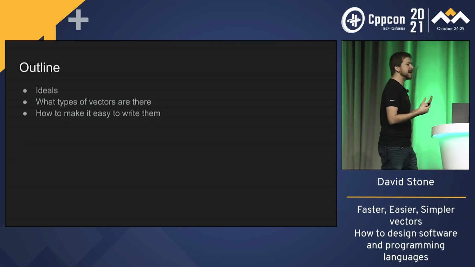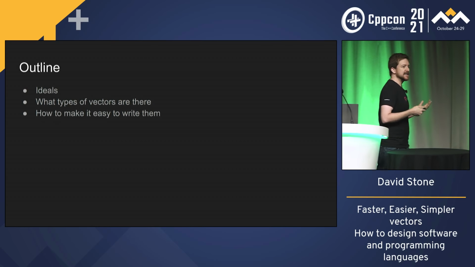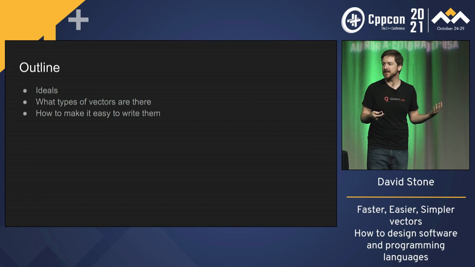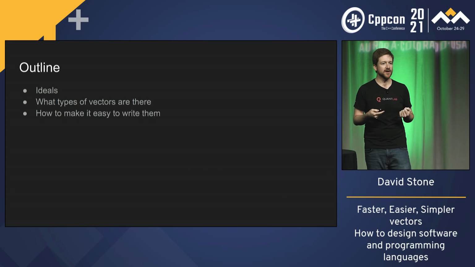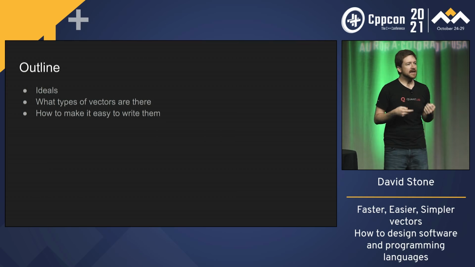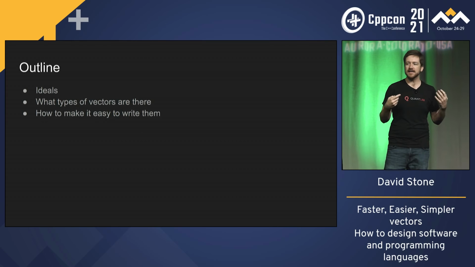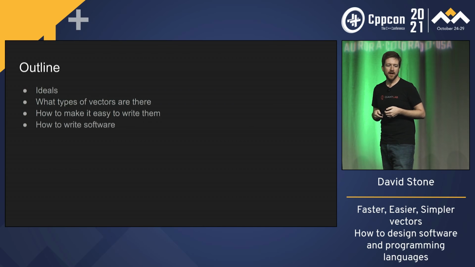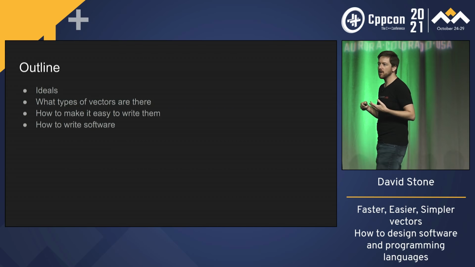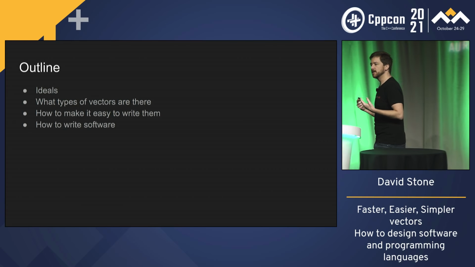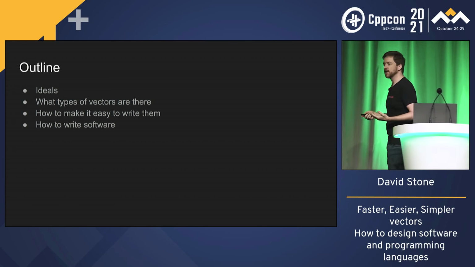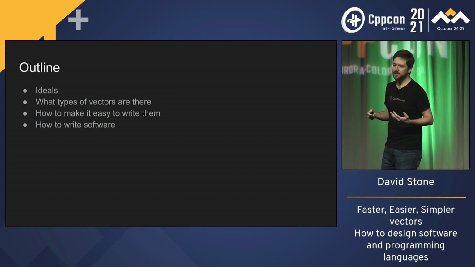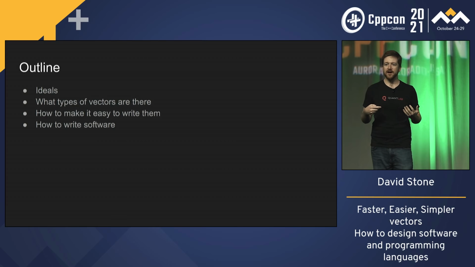And then we want to look at how to make it easy to write them. Because it doesn't help us if there's a whole bunch of different types of vectors and nobody can write any of them. Because then the only ones we can use are the ones that other people wrote for us. It doesn't help if writing them costs a lot, because then we get that super linear growth. And then from here, we'll go into how to write software in general. What lessons can we learn from all these different types of vectors, all these different types of algorithms on vectors, to do a better job of writing our code?